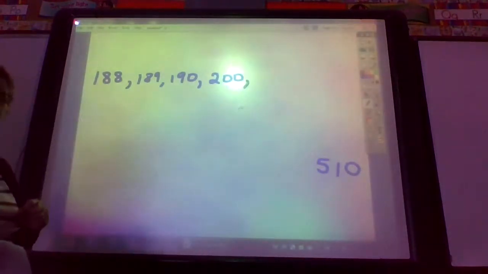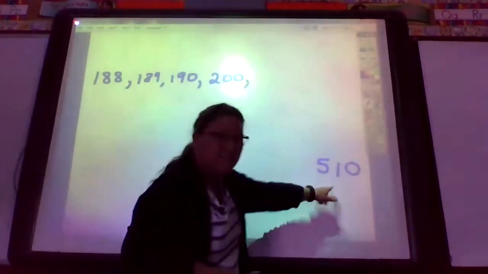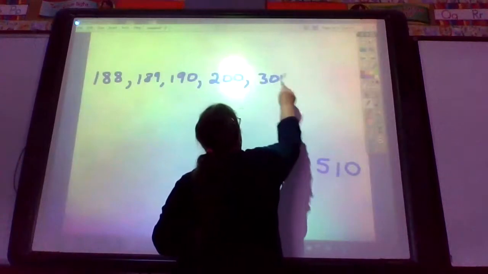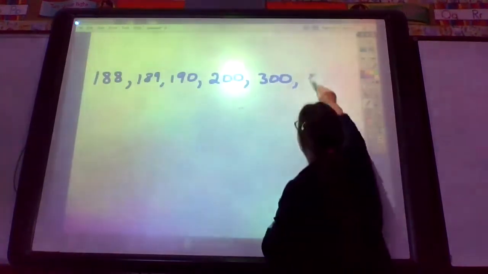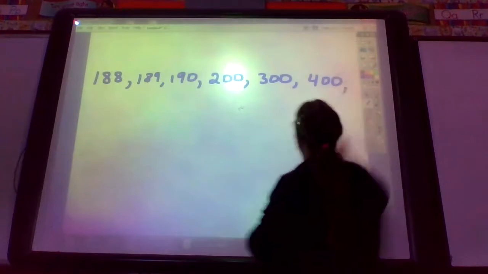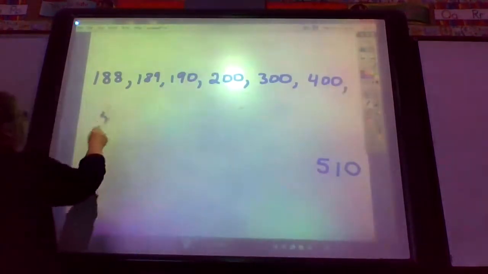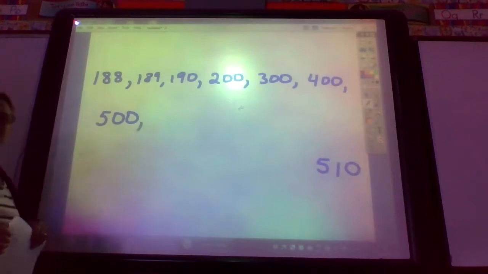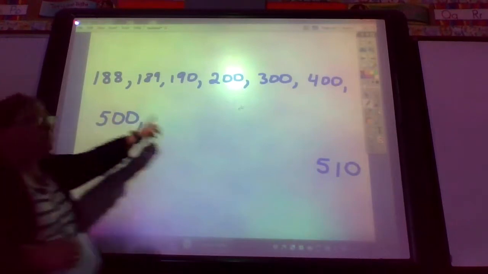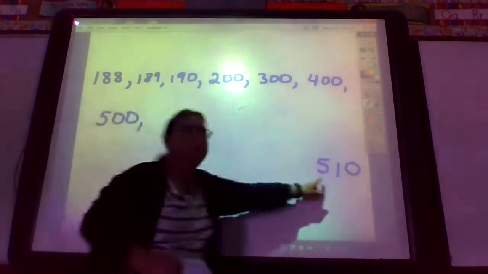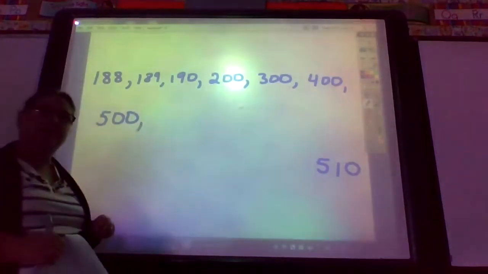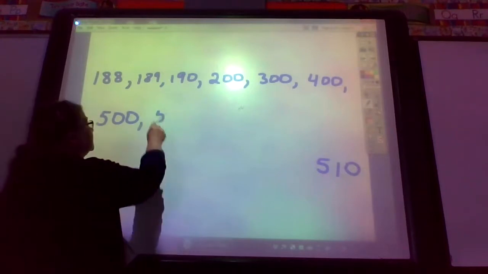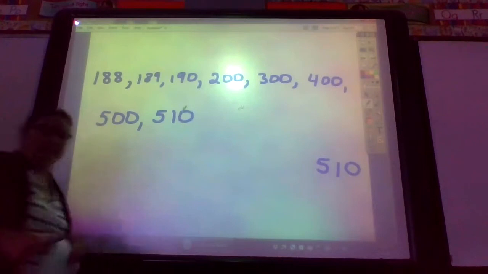Now I can count by hundreds because I'm trying to get to 510. So I have 200. 100 more would be 300. 100 more would be 400. 100 more would be 500. Uh-oh. Now I'm kind of stuck. If I put a 600 here, 600 is bigger than 510. I can't do that. But I can put 10 to get my 510.